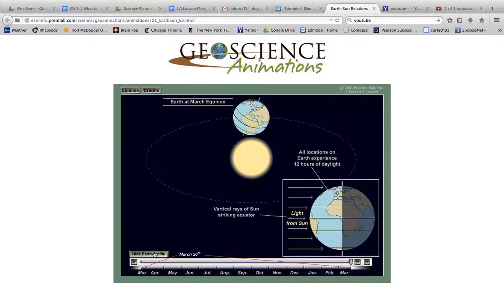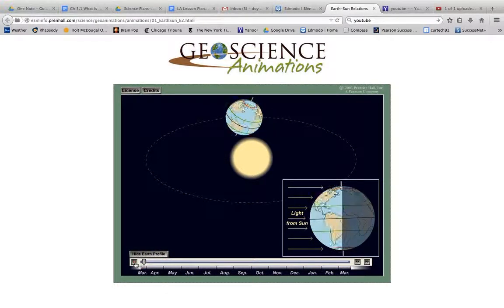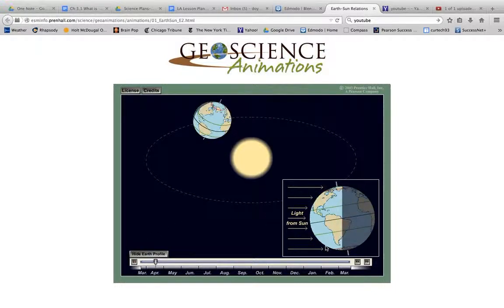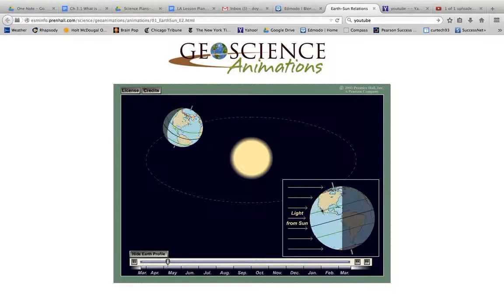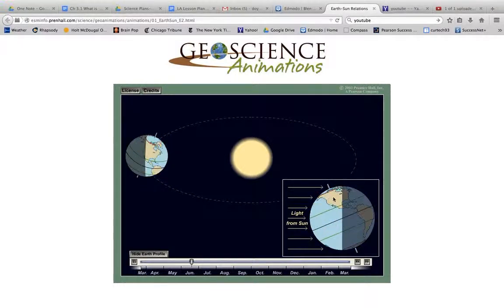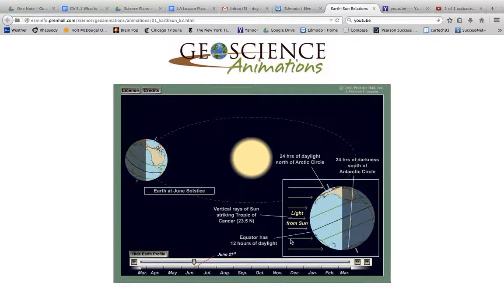Okay, I want to see what this does. Oh, okay, that's useful too. Yeah, this kind of shows the tilt, how the northern hemisphere is getting lots of direct sunlight because it's tilted towards the sun. Holy moly, all kinds of info here.